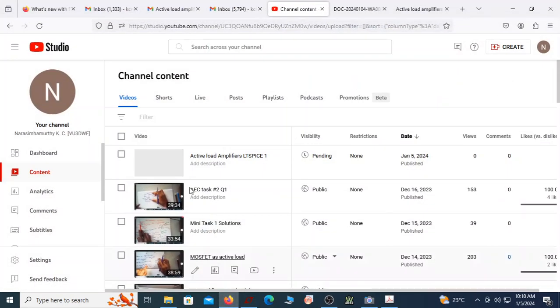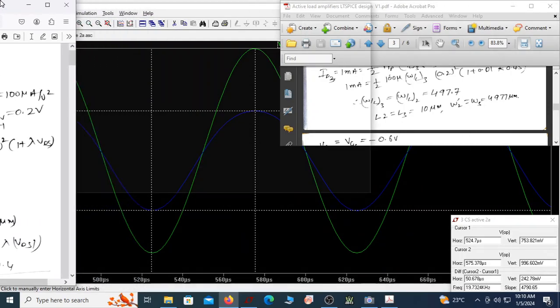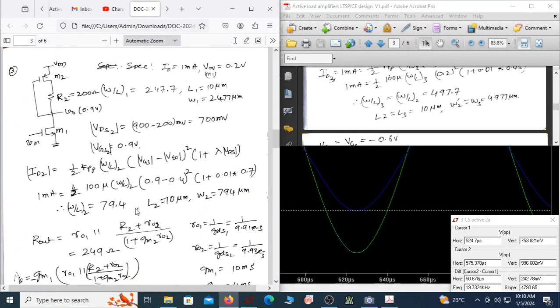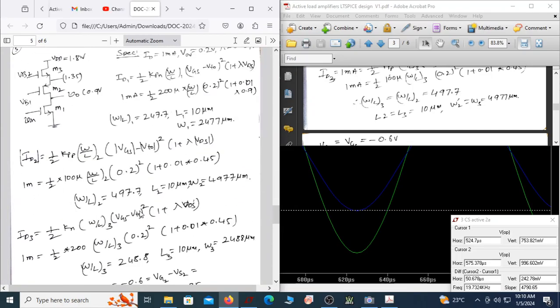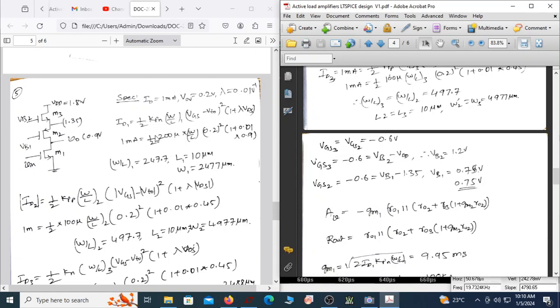Let me just show you both of them simultaneously so that you will get the idea. This is what I am trying to show now. So this is VGS3. This VGS3 is actually equal to, of course, the required voltage, minus 0.6.